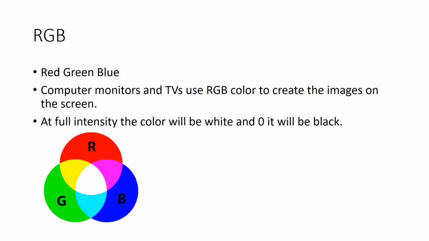RGB, red, green, blue. Computer monitors and TVs use RGB color to create the images on the screen. At full intensity, the color will be white, and at 0, it will be black. Keep in mind that these are your pixels we're talking about here. They can only change from red, green to blue.